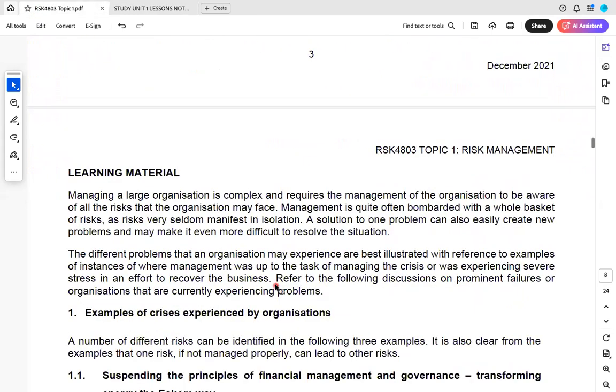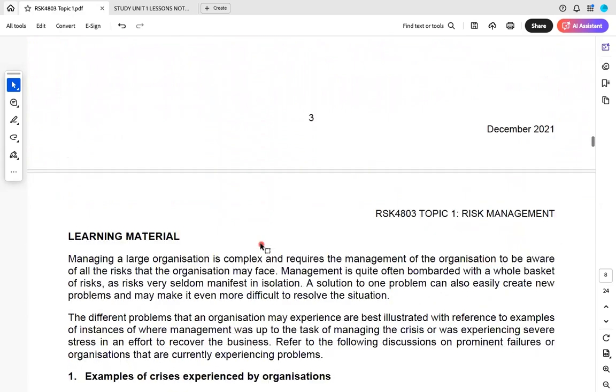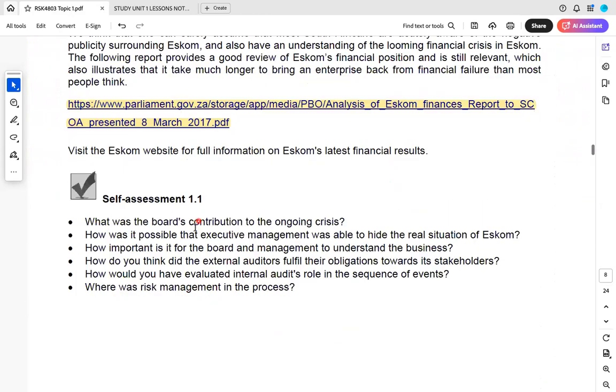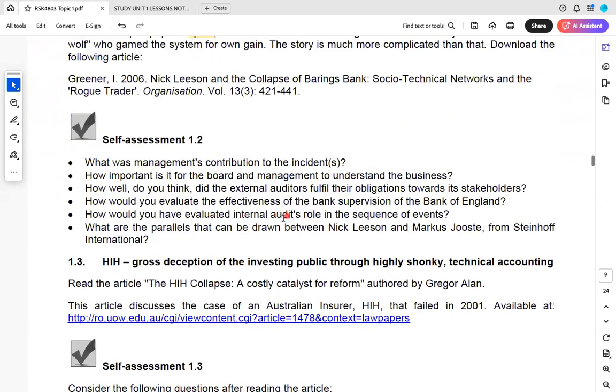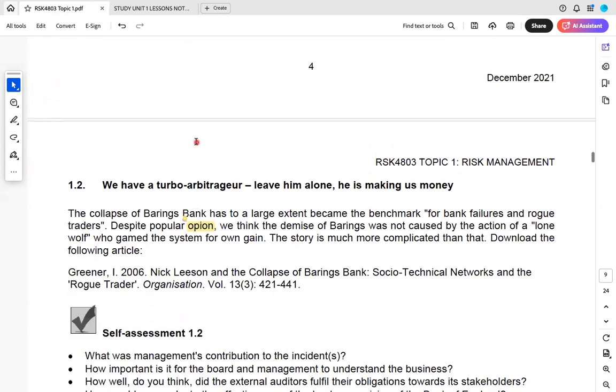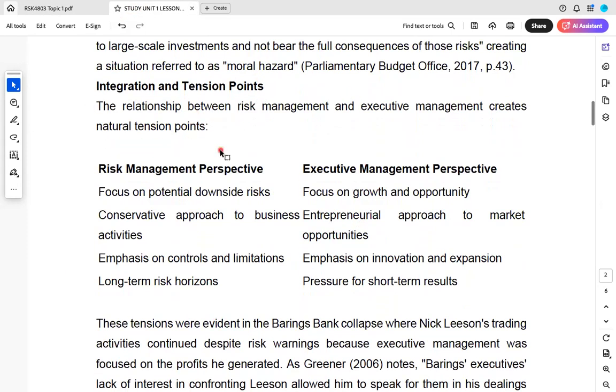So that's one of the key areas to look at when we talk about the roles and responsibilities of risk management and top executive management, and determining some types of risk management failures, which we will look at in detail. So you can always go through the self-assessments afterwards if you've got time and you just want to go through the articles. Yeah. You also need to remember that there's a key distinction sometimes between the risk management perspective and the executive management perspective.